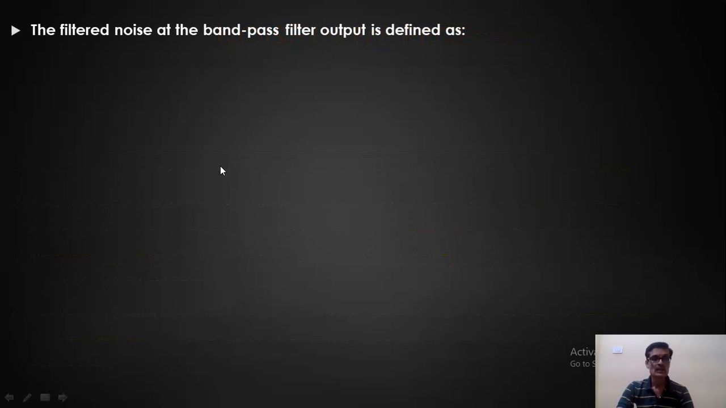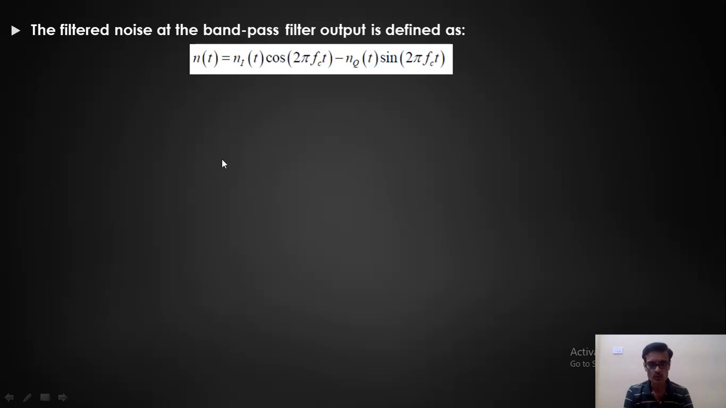Now, as I told earlier, the noise component that passes through the band pass filter, I'll take it as n of t, and this n of t is given by this particular equation. That is, I have an in phase component ni of t and a quadrature component nq of t. n of t is a band pass signal, right? But these two are the equivalent low pass versions, in phase and quadrature, multiplied by cos 2 pi fct and sin 2 pi fct. So I take this as n of t.